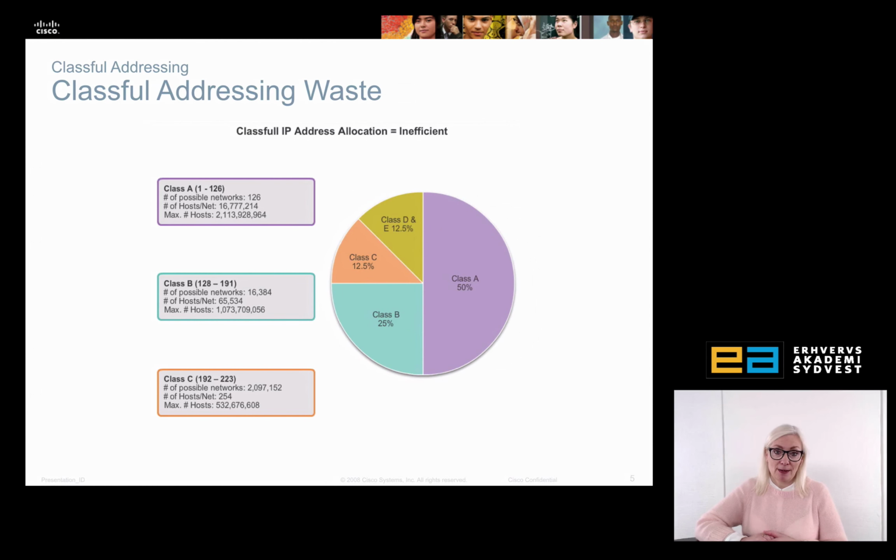The bad thing about this, and the reason why we do not use classful addressing anymore, is of course that we waste a lot of IP addresses. 50% of all IP addresses in this case would be class A addresses, and we will have quite a substantial 12.5% of unused addresses also. And we all know that we have a problem with not enough IP version 4 addresses. So this is the old way of doing it. We will not do this anymore.